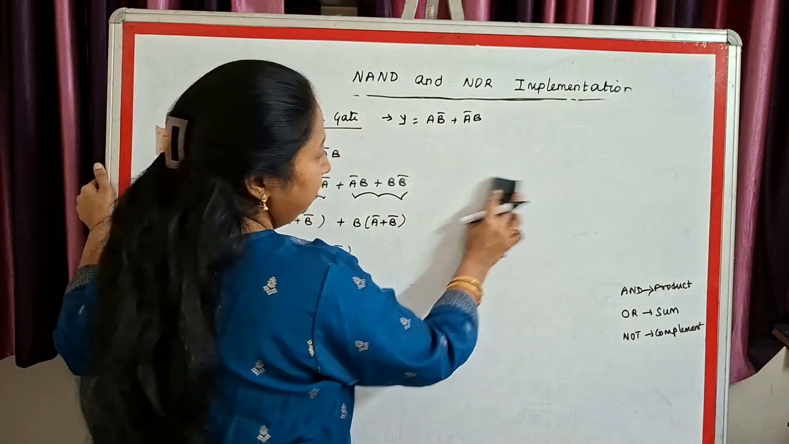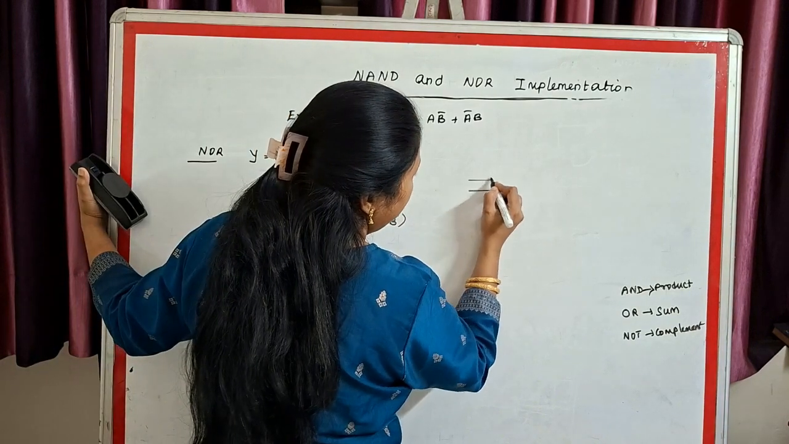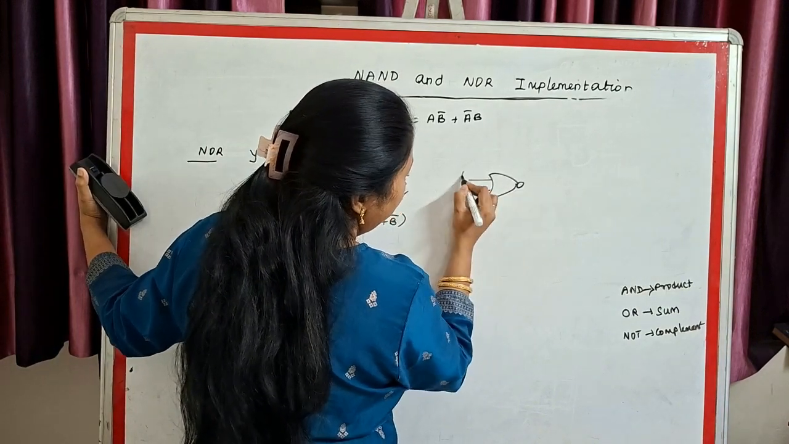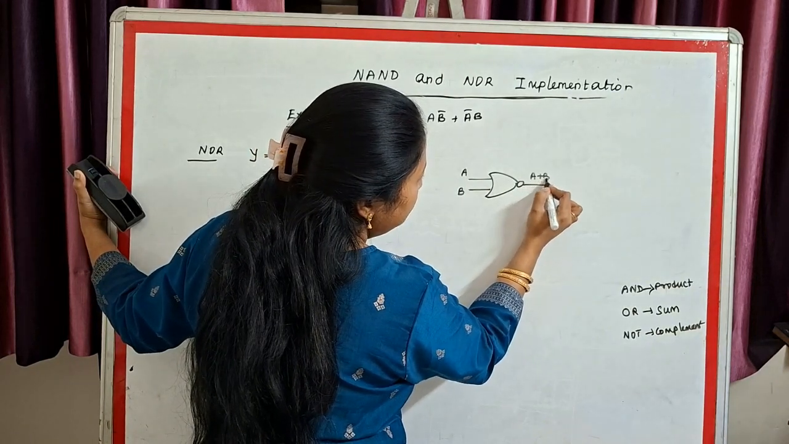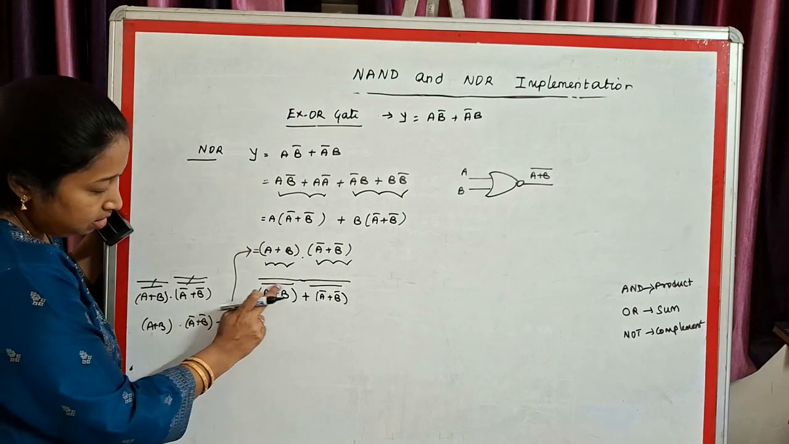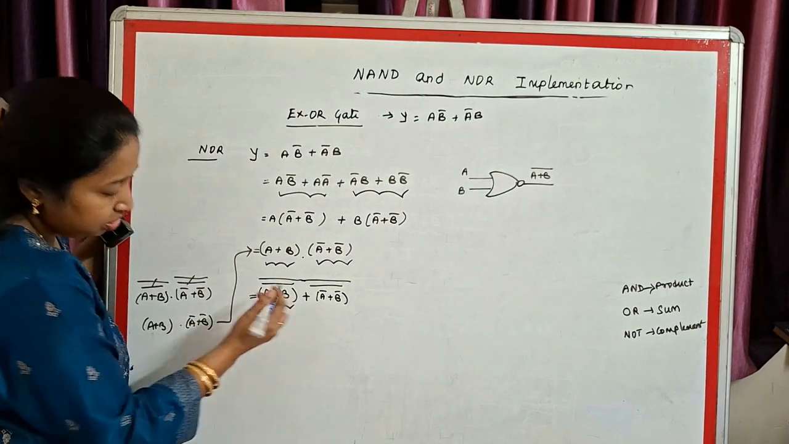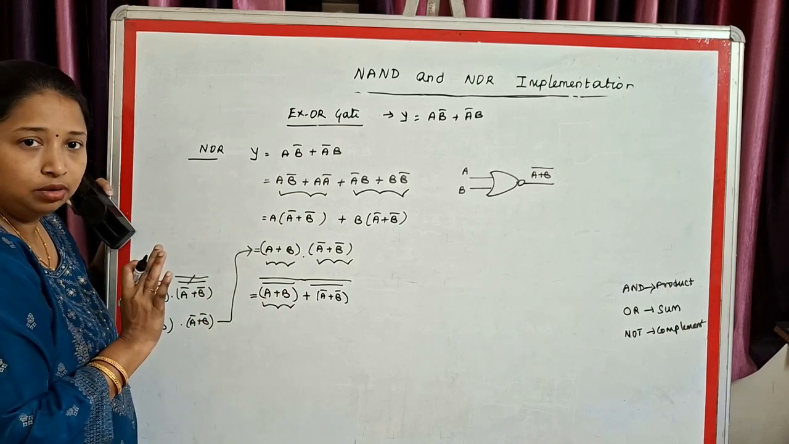Let's see how to implement that using NOR gate. For this, let's take A plus B first. I have two inputs A and B. Output of NOR gate is (A plus B) the whole bar. So I have finished drawing the logic diagram for this particular term alone.